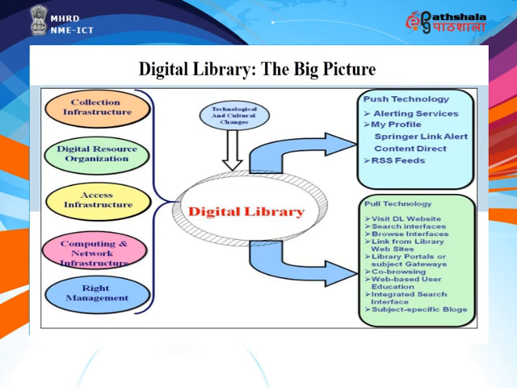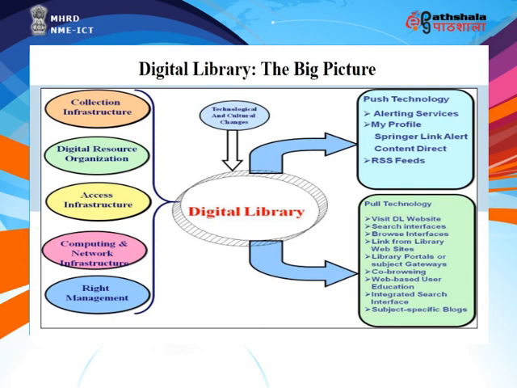Collection infrastructure. The most important component of a digital library is the digital collection it holds or has access to. Viability and extent of usefulness of a digital library would depend upon the critical mass of digital collections it has.